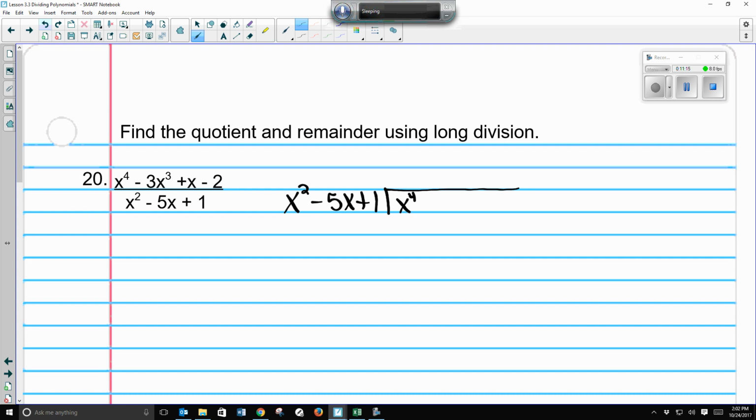x to the 4th minus 3x cubed plus 0x squared. We don't have a squared term. Plus x minus 2. Does that get all of them? 4, 3, 2, 1, 0.